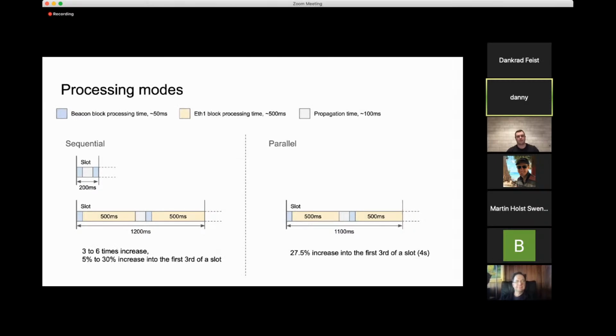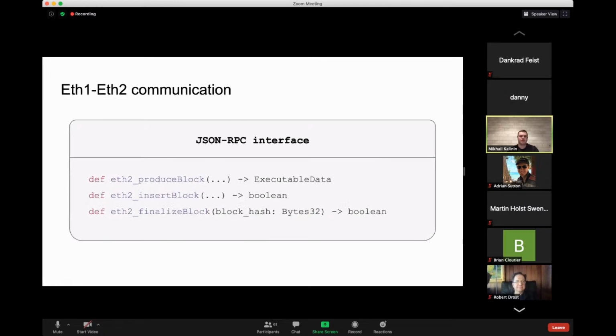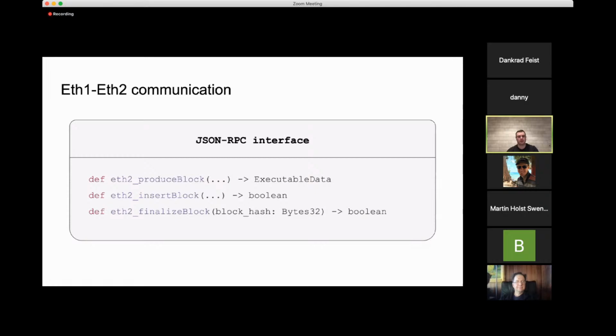Okay, cool. Let's just move to the last slide, which summarizes the Eth1+Eth2 communication protocol. There is the third method here, which notifies the Eth1 engine that the block is being finalized, and allows the Eth1 engine to do the garbage collection at this point. So that's all with regard to the communication on the system layer.